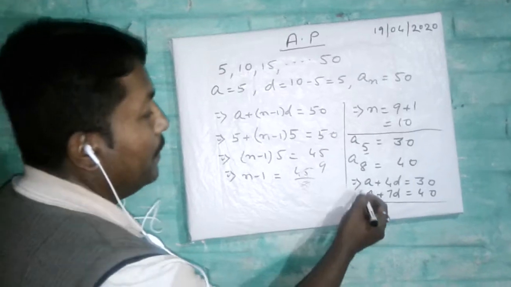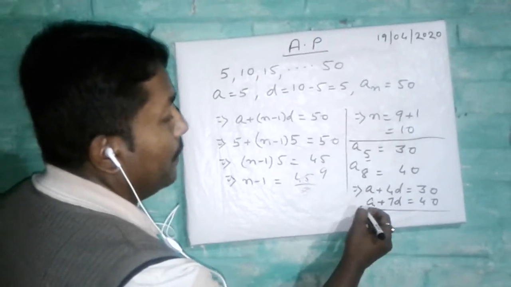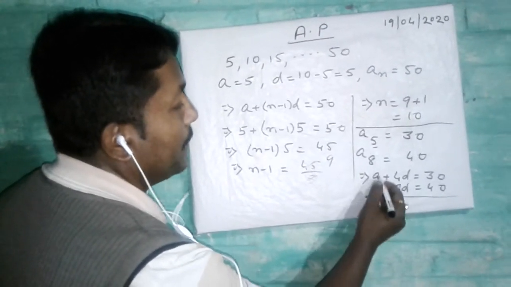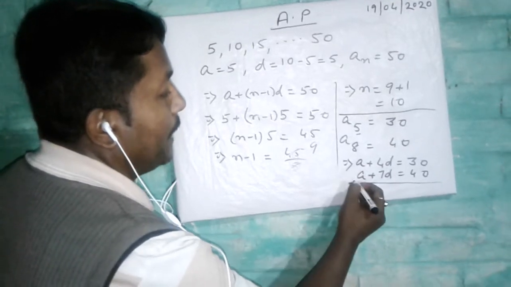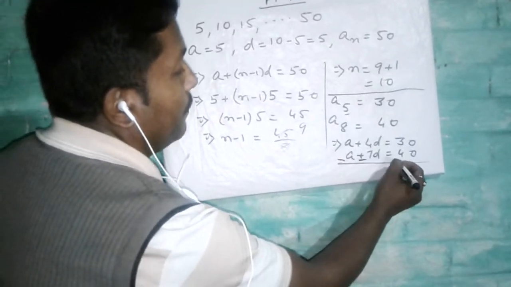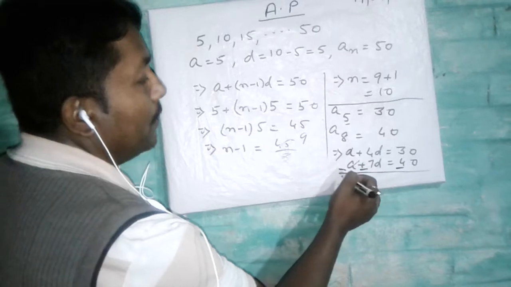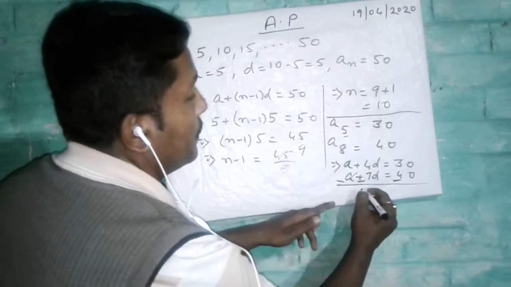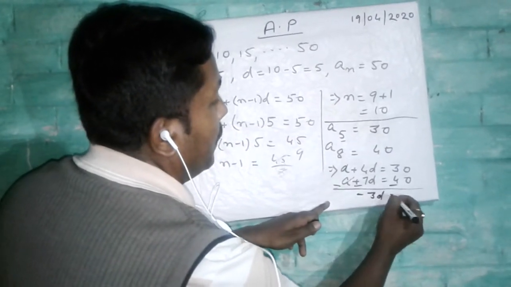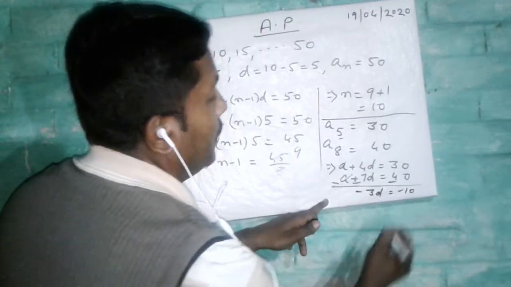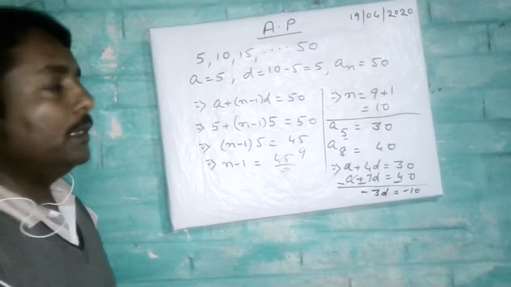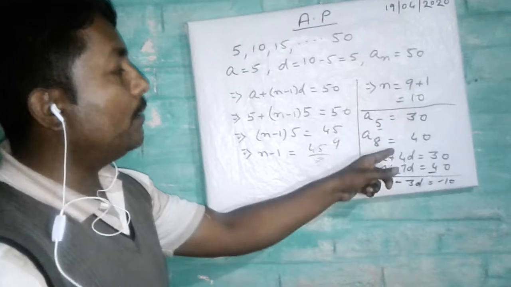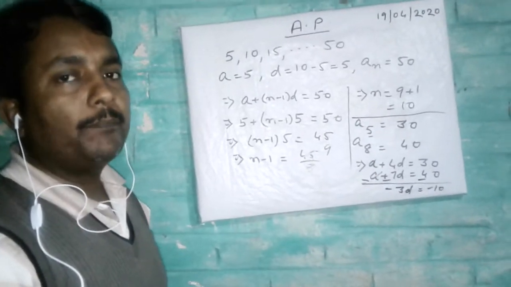How can we solve? If I subtract equation 1 from equation 2, I will get the value of d, because a will cancel out. 7d minus 4d is 3d, and here 40 minus 30 is 10. So here I got the value of d. If I put the value of d in any of these two equations, I will get the value of a.